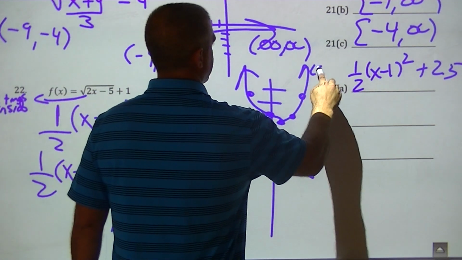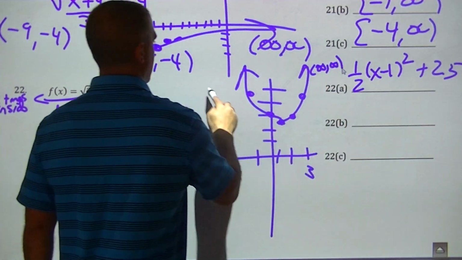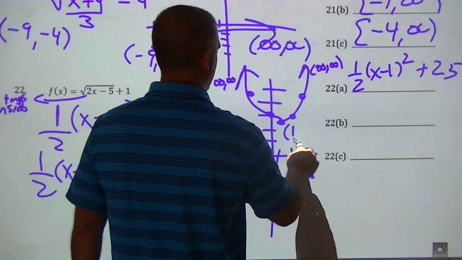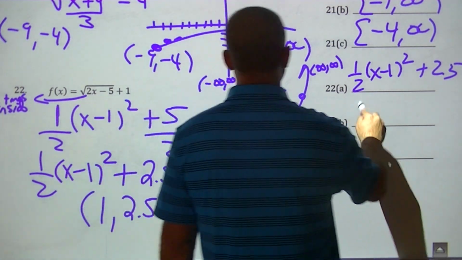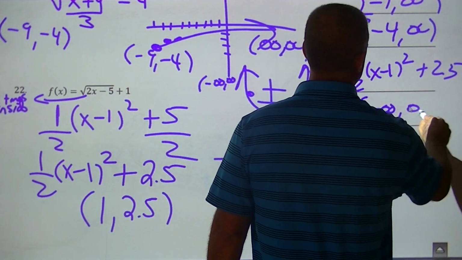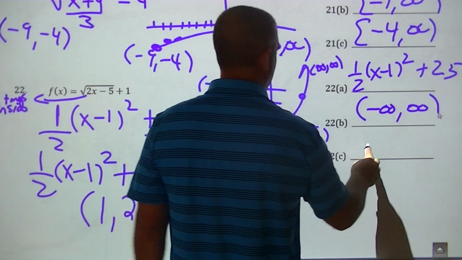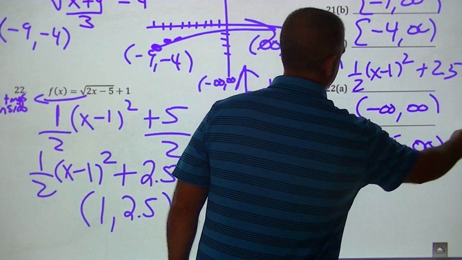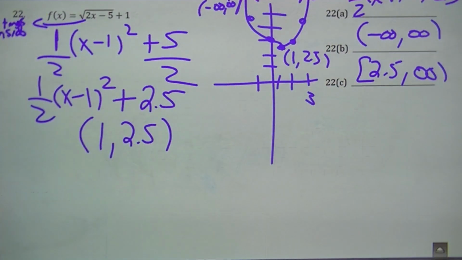So if I label that, that's infinity, infinity. That's negative infinity, positive infinity. This is 1, 2.5. So my smallest x value, negative infinity, biggest is positive infinity. Smallest y value is 2.5, biggest is infinity. Okay?